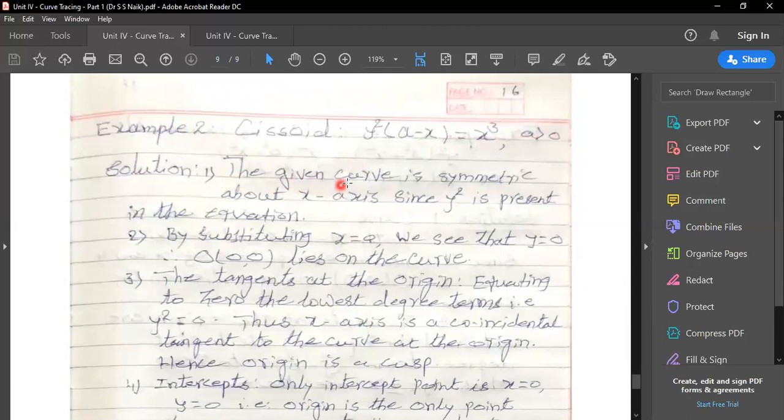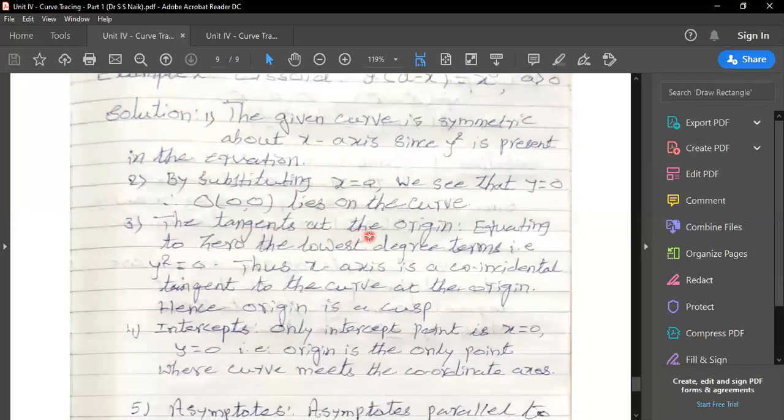Solution: the given curve is symmetric about the x-axis, since y square is present in the equation, and when y is replaced by minus y, the equation remains the same. Therefore, the curve is symmetric about the x-axis. By substituting x equal to 0, we see that y is also equal to 0. Therefore, O(0, 0) lies on the curve.